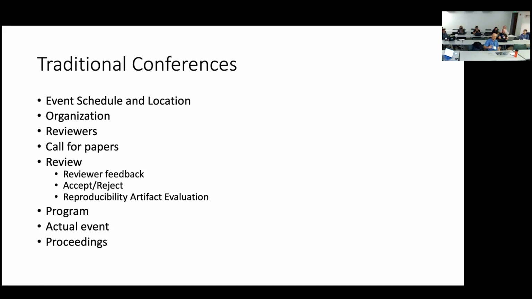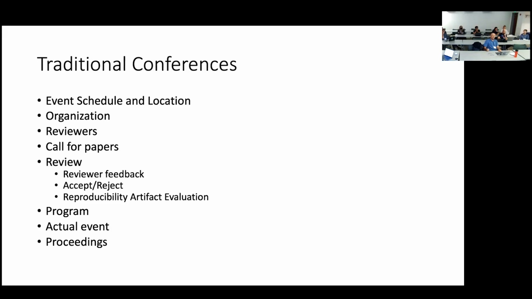So in computer science, the traditional conference is basically a waterfall model of what you have to think about when you organize these conferences, right? First, you have to pick an event schedule and location for a conference, and then you have to find the organizers. Typically, the people finding the event schedule and location are members of the steering committee, who play a role in maintaining continuity from year to year. Conferences are a yearly thing.